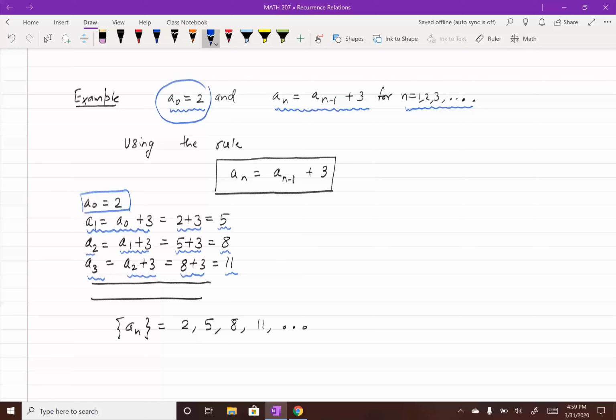So I can represent my sequence here. The first term of the sequence is 2, then 5, then 8, then 11, and so on. We're going to focus on this kind of representation of a sequence, where one or some initial terms are given, and then a rule is defined which connects the nth term with some preceding terms.